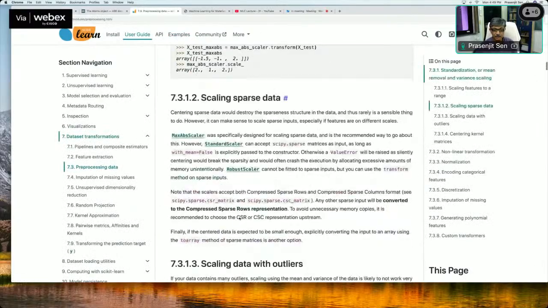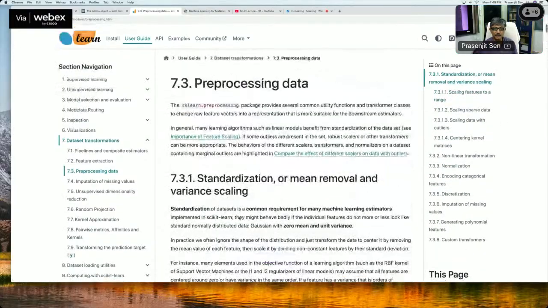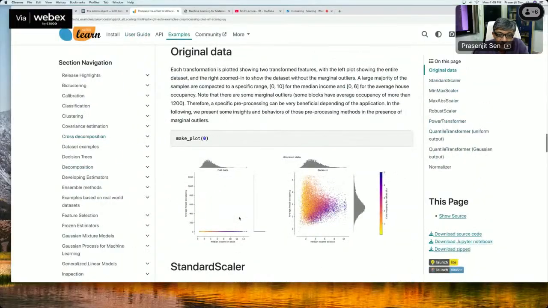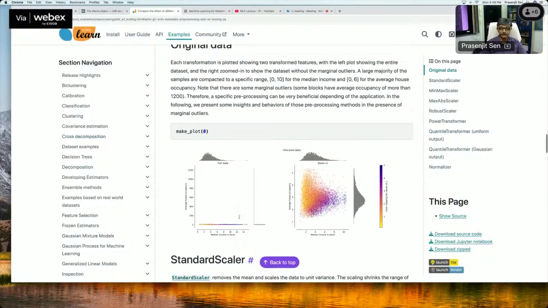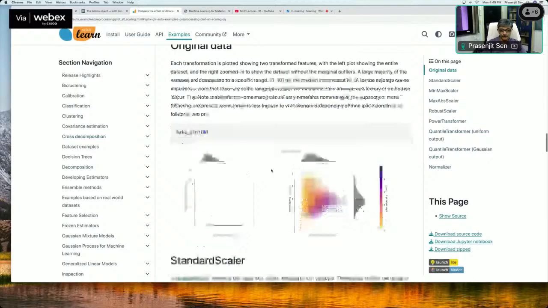Oops, lost it, just a minute. Yeah, the x-axis is one feature, the y-axis is another feature, and on the left you have the full data, and what the right side shows is that some of the marginal outliers have been removed from the data.